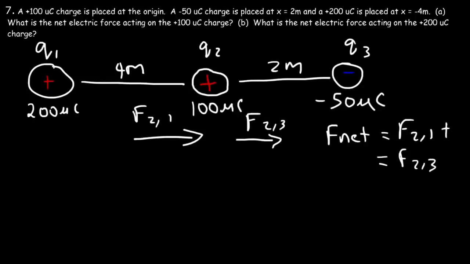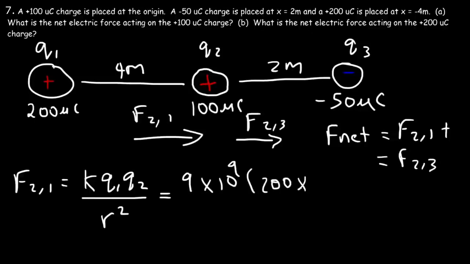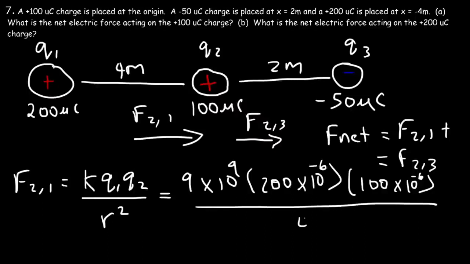So first we need to calculate each one. So let's calculate F2,1. So it's going to be K times Q1 times Q2 divided by R squared, where R is the distance between Q1 and Q2. So K is 9 times 10 to the 9. Q1 is 200 microcoulombs, or 200 times 10 to the minus 6. And Q2 is 100 times 10 to the negative 6, divided by R squared, or 4 squared. So go ahead and type that in.